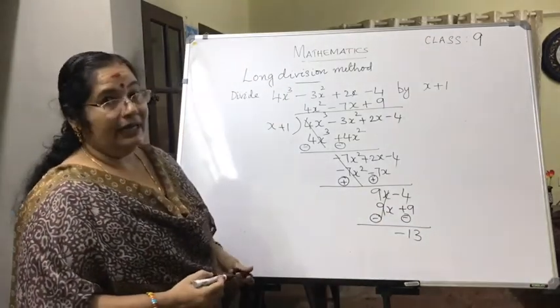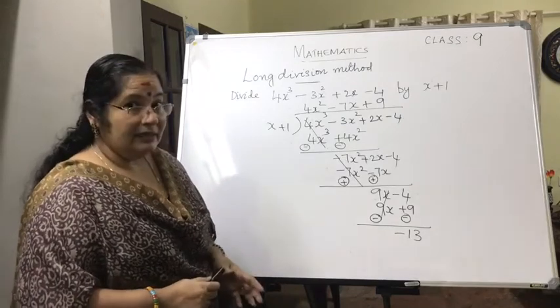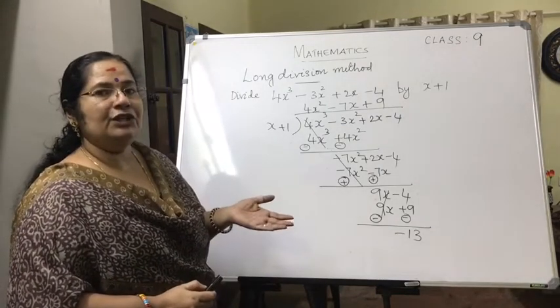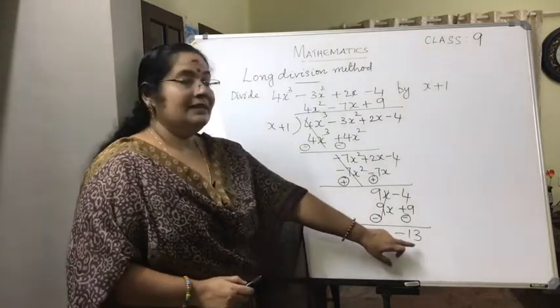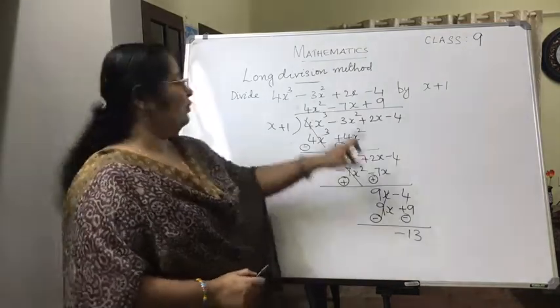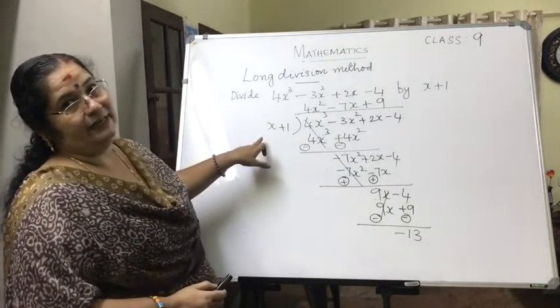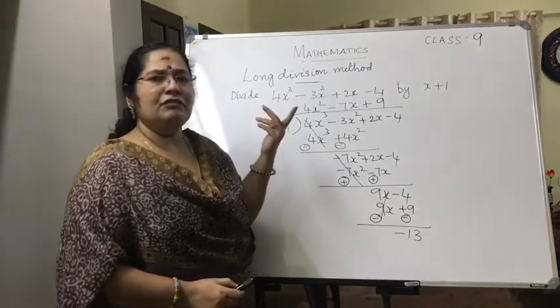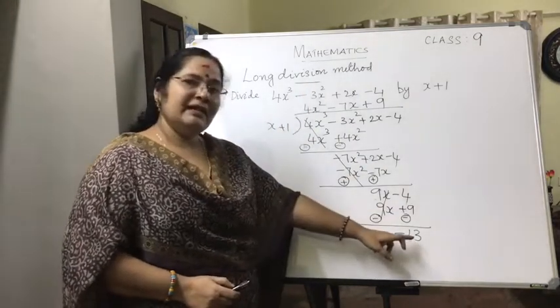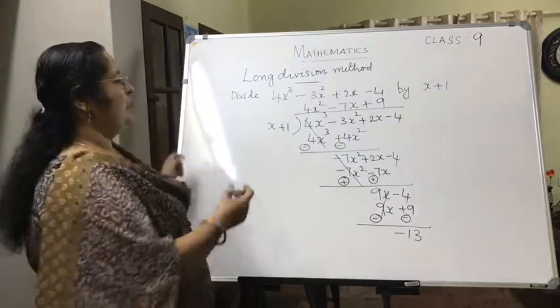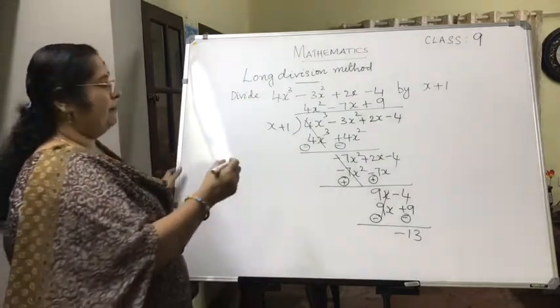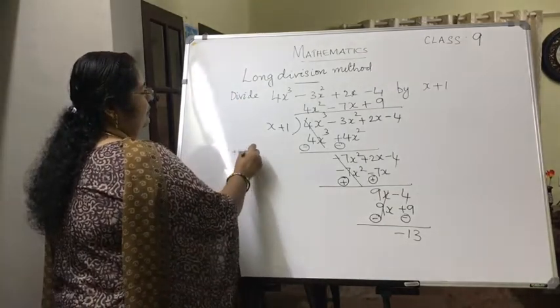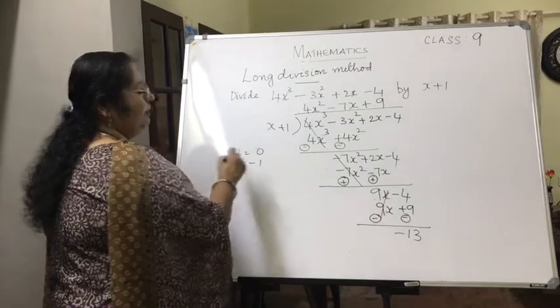So here you are getting a remainder, but are you continuing with the division? No. Why? Because the degree of this remainder now is less than the degree of the divisor. Let us try and find out using remainder theorem whether minus 13 is our remainder. So what is the 0 of x plus 1? X plus 1 is equal to 0, or x will be equal to minus 1.